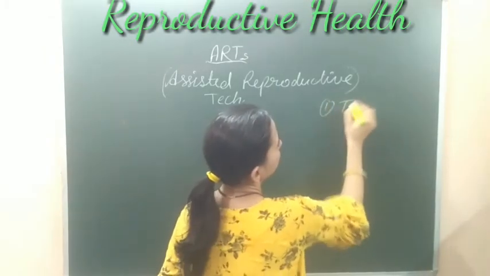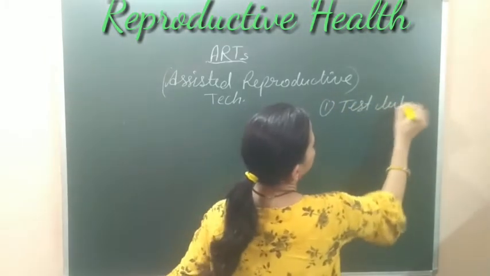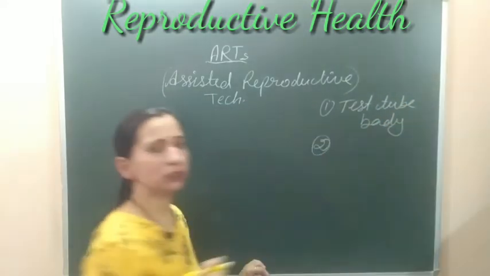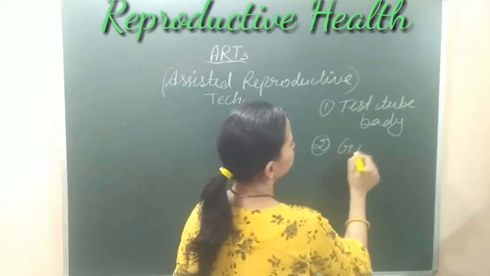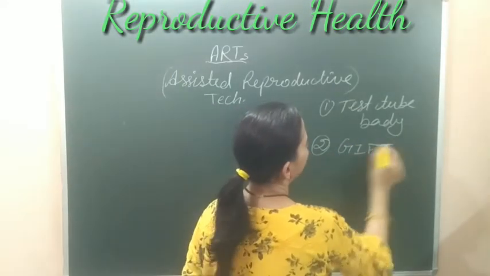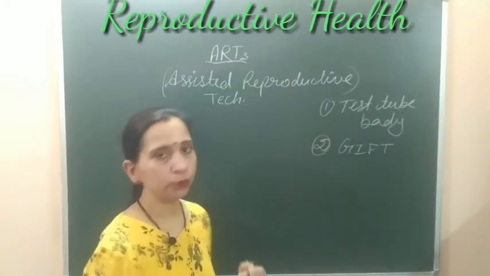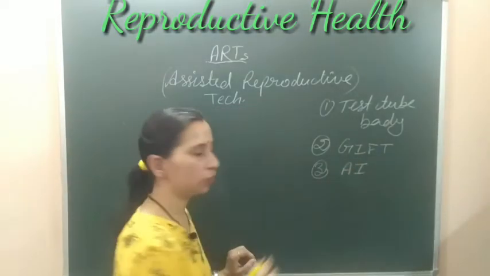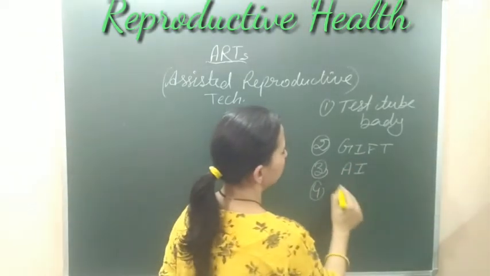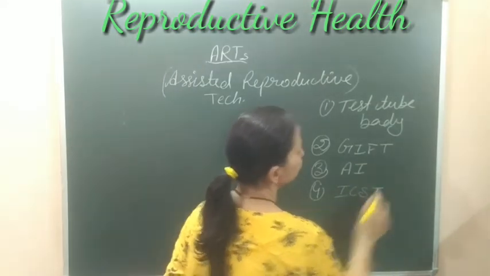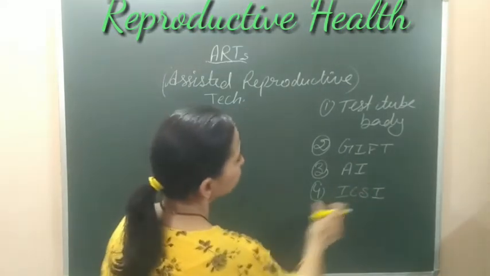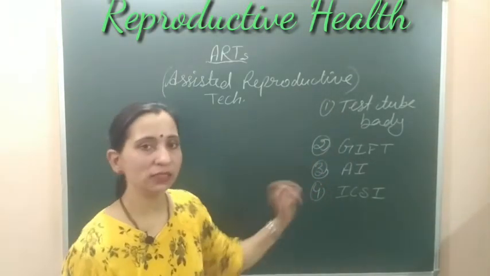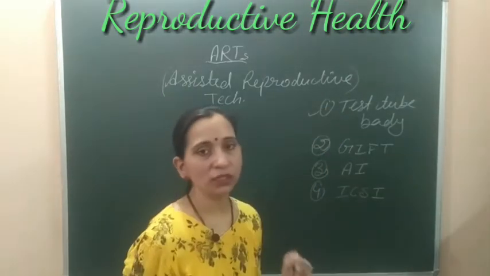The first technique is test tube baby. The second technique which we will discuss here is GIFT, that is gamete intrafallopian tube transfer. And the third technique is AI, artificial insemination. And after that we will discuss ICSI, intracytoplasmic sperm injection. All these techniques are very important and we will discuss them one by one. Let's start with the first technique, that is test tube baby.